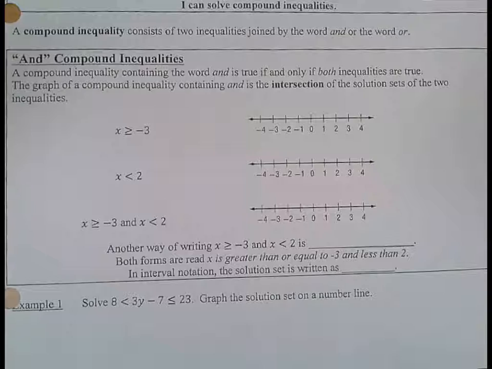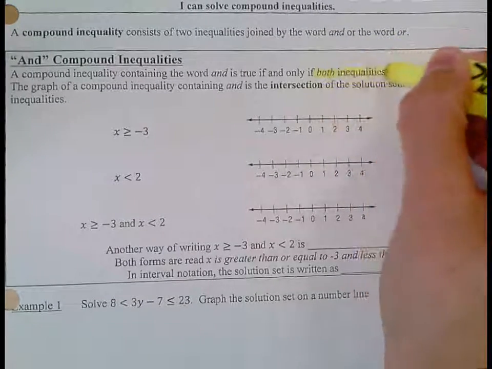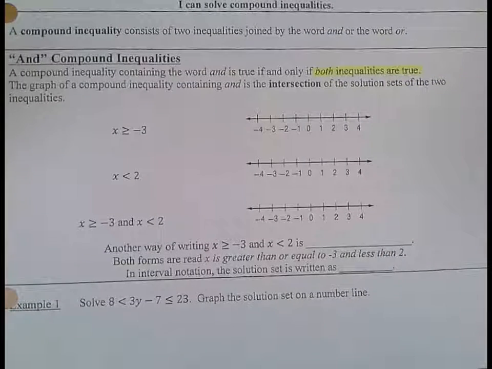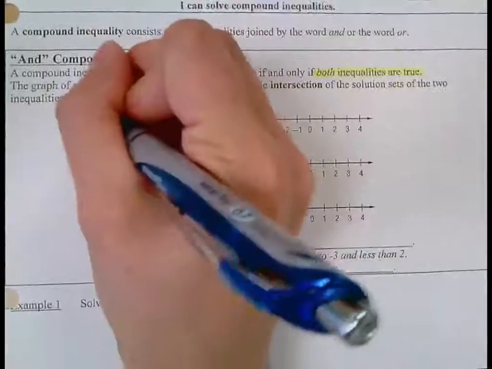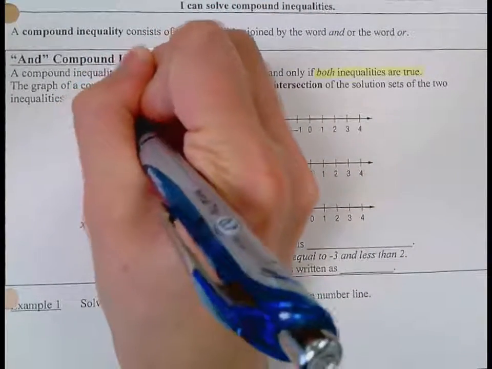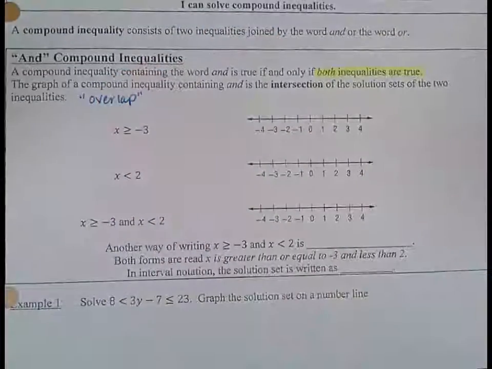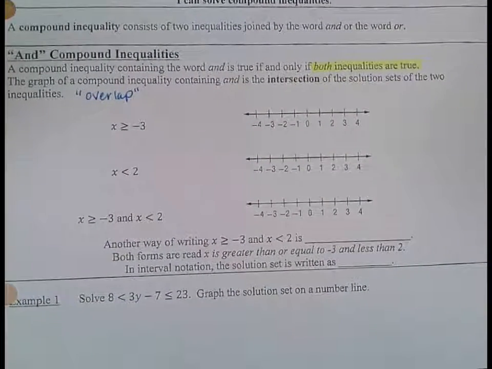So if a compound inequality contains the word and, it's true if and only if both inequalities are true. So a solution would have to fit both inequalities in the compound inequality. And the graph is what's called the intersection of the solution sets of the two inequalities. And what that really means is it's where the two inequalities, their graphs would overlap, is how I think of it. So you're only shading the values on the number line that the two inequalities would share, in a sense.